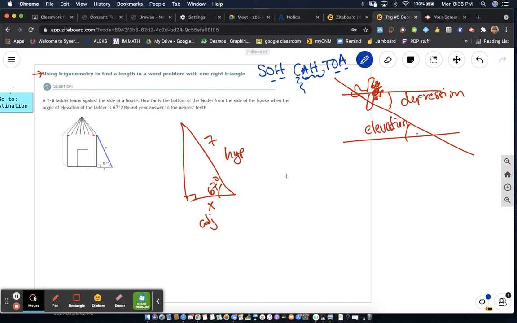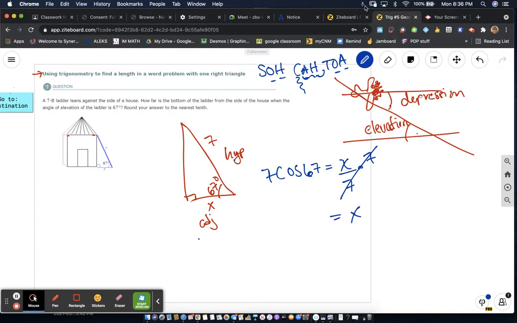So what we're going to do is write a true statement, and from there we're going to be able to solve. Cosine of 67 is equal to adjacent over hypotenuse. Just tell yourself what it is: adjacent over hypotenuse, which is x over 7. You're going to multiply both sides by 7 because we want to get rid of the denominator, it's dividing the x. And then that's what you plug into your calculator. x is equal to 7 times cosine 67.